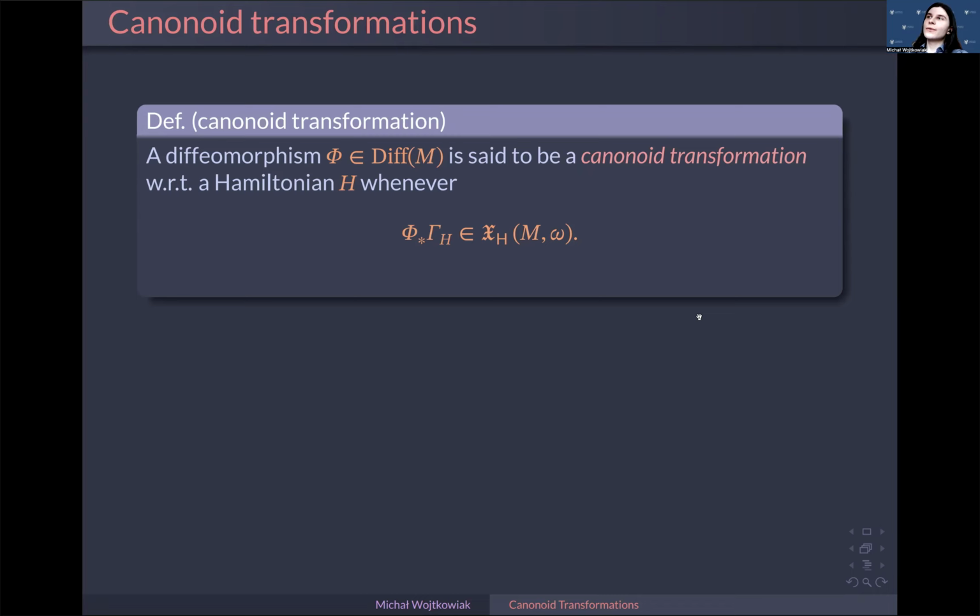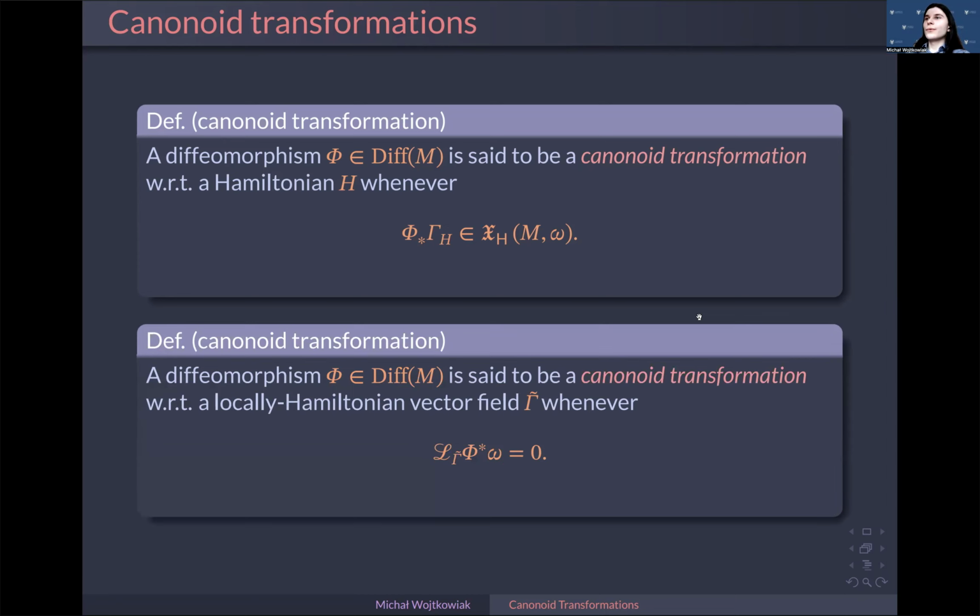We say that the diffeomorphism is canonoid with respect to some specific Hamiltonian when the push forward of that Hamiltonian's vector field is by itself a Hamiltonian vector field. There is also the locally Hamiltonian variant of this definition. So for a locally Hamiltonian vector field, the Lie derivative of the pulled back symplectic form along that locally Hamiltonian vector field is zero when the diffeomorphism is canonoid.